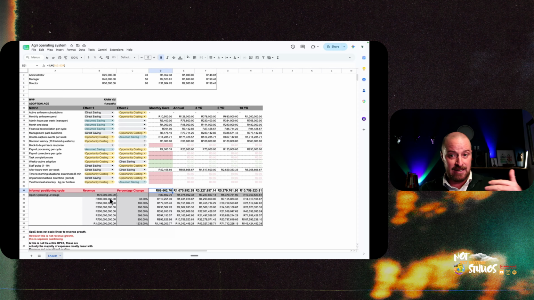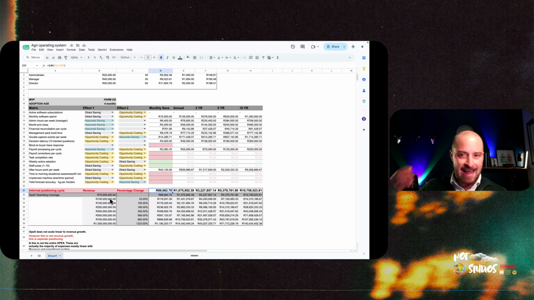Then we've got your S&M, your sales and marketing. That's something that definitely scales linearly. It scales closest to revenue growth. Bringing in more customers usually requires a proportional increase in advertising spend and sales commission.